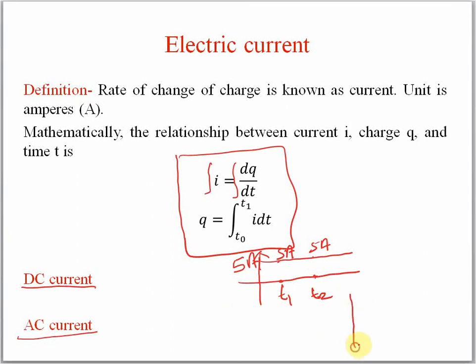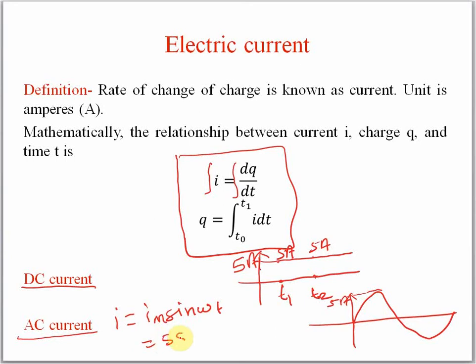Let's talk about sinusoidal current. We can draw this sinusoidal current. Let its peak magnitude be 5 ampere. We can write it as I equals Im sin omega t. Then, with Im equal to 5, we have I equals 5 sin omega t. This axis is omega t.